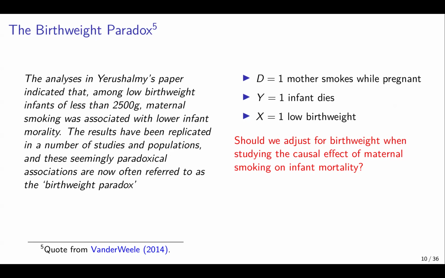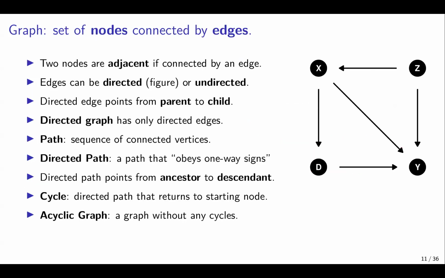So here is the causal question. We want to know the causal effect of smoking on infant mortality, and in order to learn this effect, should we adjust for low birth weight? So to learn the causal effect of D on Y, should we adjust for X? And we're going to return to this question at the end of the lecture after we've developed some tools that will allow us to answer it.